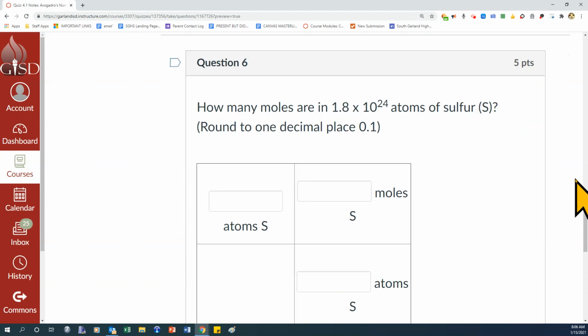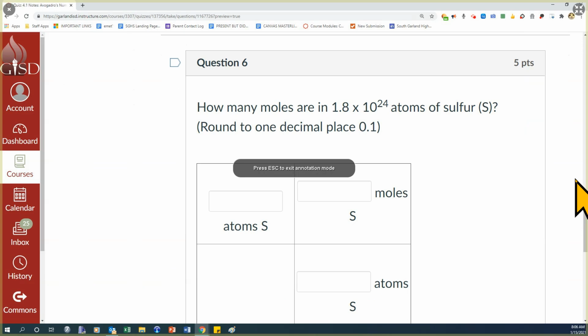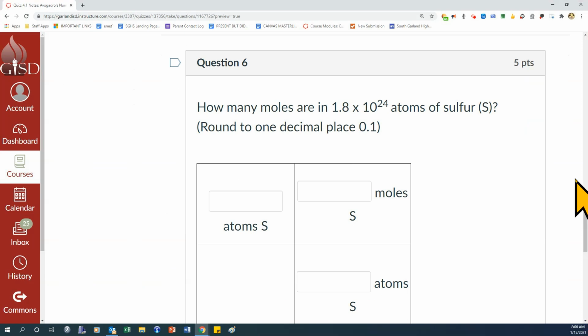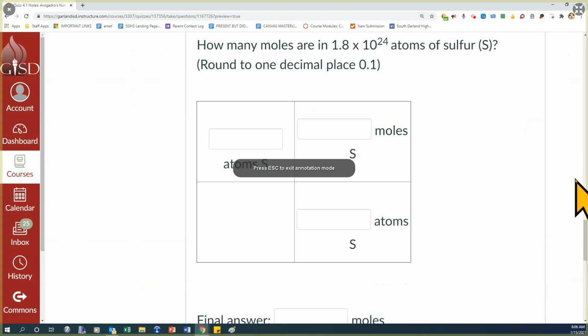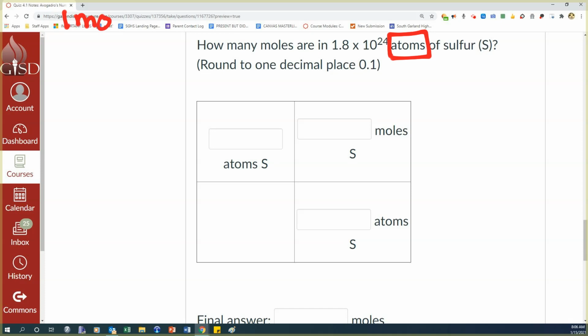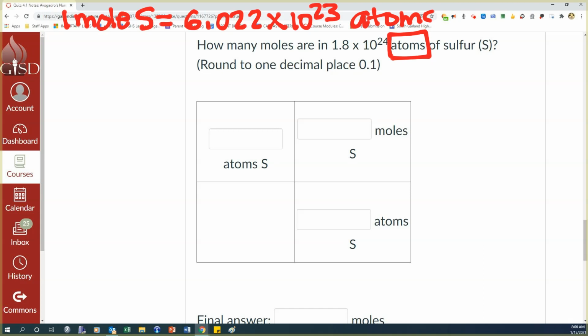How many moles are in 1.8 times 10 to the 24th power atoms of sulfur? So again, guys, you should see the keyword atoms, and you should know that I need the 1 mole of whatever, which is sulfur S, equal to 6.022 times 10 to the 23rd power, and the keyword was atoms, so atoms of sulfur.